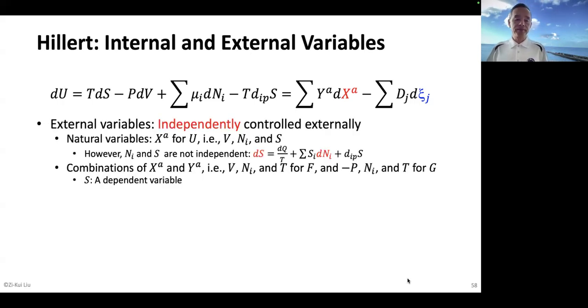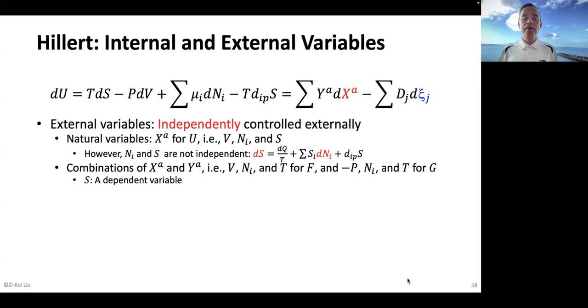So the external variables are the variables which are independently controlled from outside, externally. All the X_A here are external variables for the internal energy U, because they are the natural variables of U. So in this equation, you can see they would be the entropy, volume, and the moles of each component. However, as we mentioned before, N_i, the moles of component i, are not independent. They are related by this equation.